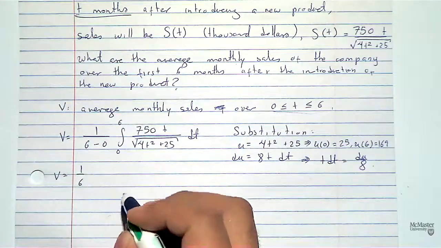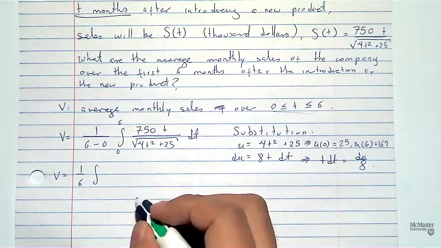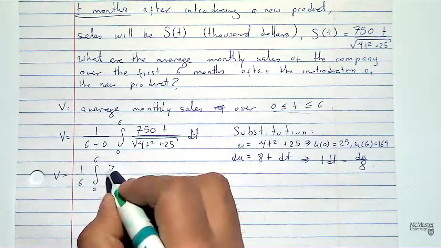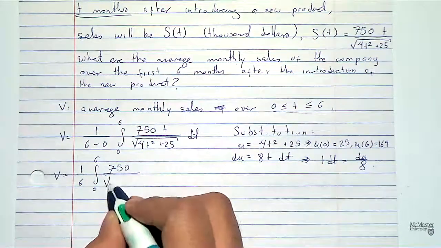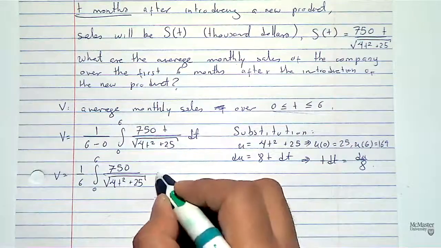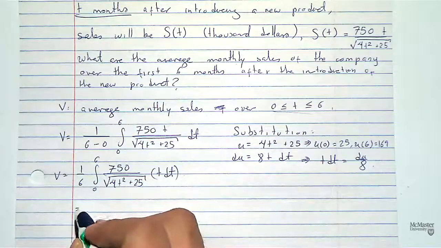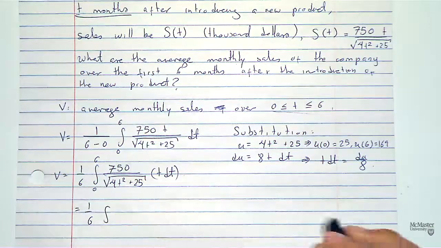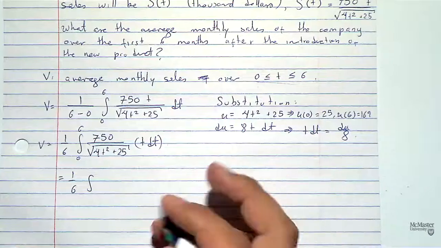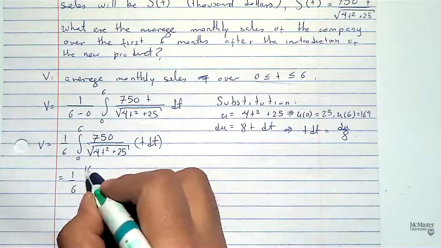So this would be 1/6 of the integral from 0 to 6. I'm not going to do the transformation yet: 750, the square root of this object, which is going to be u to the 1/2, and then t dt. So I have isolated this in a factor. This would be equal to 1/6 of the integral, and then I do the mapping. Be mindful of this when using substitution in definite integration: u of 0 was 25, u of 6 was 169.